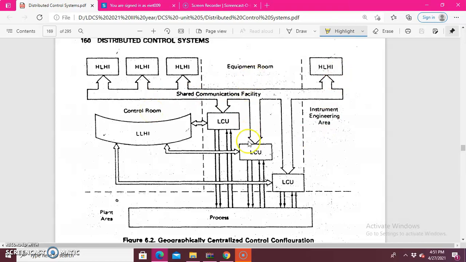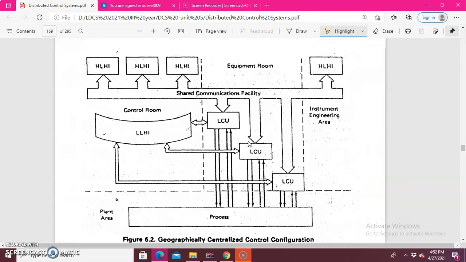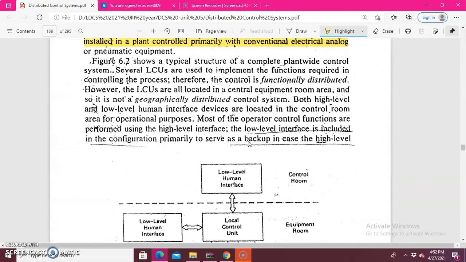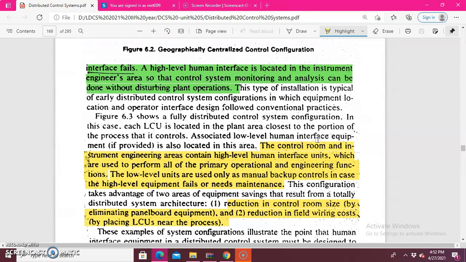Only in the equipment room do we have so many local control units. So why do we have so many local control units? If any one of them fails, the others will act as a backup, so that if there is any possibility of error, it is covered. Then comes the next one: your high level human interface is located in the instrument area so that he is able to monitor and analyze without disturbing the plant operation. That is the reason why we have an HLHI interface in the instrument engineering area.